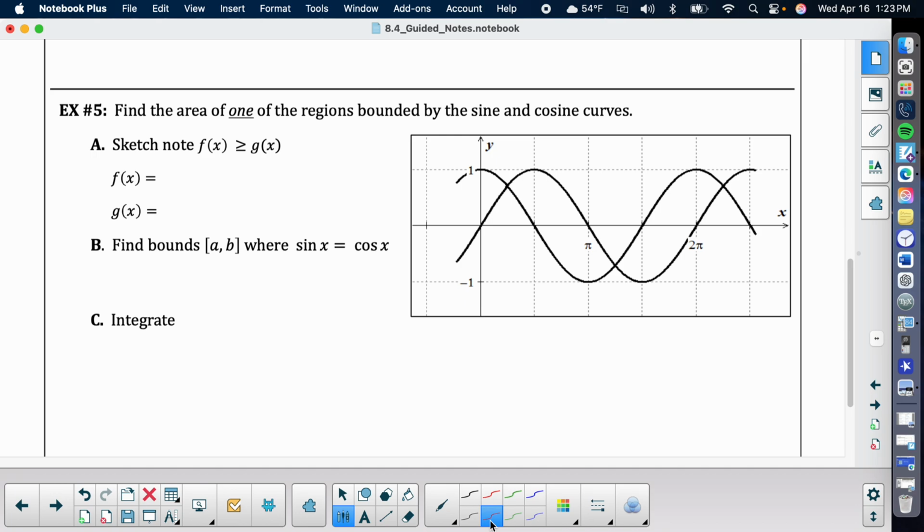Now this one says choose one of the regions. Because it doesn't matter which one you pick, they're all the same size. But you do have to know which region you're picking to decide what's the top, what's the bottom, where it begins, where it ends. Should we do the first one or the second? Second? Sounds good. We will pick the second one, begin there, end there. And it looks like the top equation is cosine. Yeah. And we kind of know it's cosine because it starts at 1, sine starts at 0.